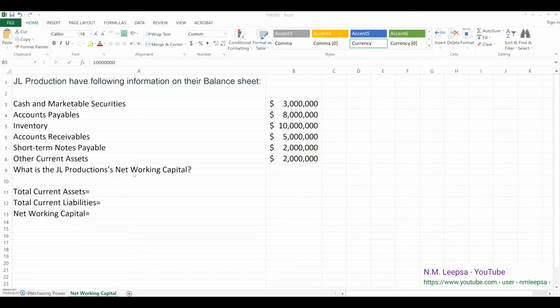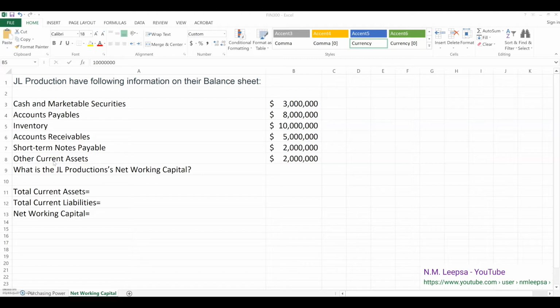So today we'll be working on the Excel problem set, and this is the data given for a company, and the name of the company is Gillan Production. So this is the information available on the balance sheet of Gillan Production Company. And there are different items that are part of the balance sheet involving the current assets and current liabilities.